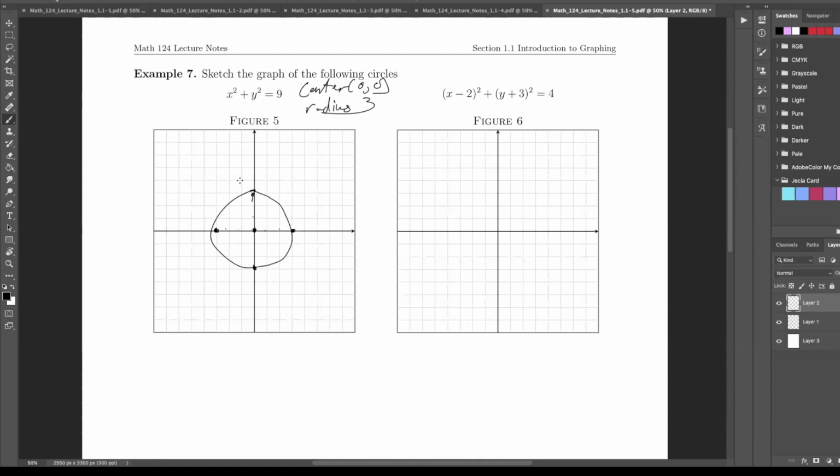Okay. Here, what's this? Oh, I think I did this already. See if you guys remember from the other page. What's the center of the circle? And what's the radius of the circle? Real quick.